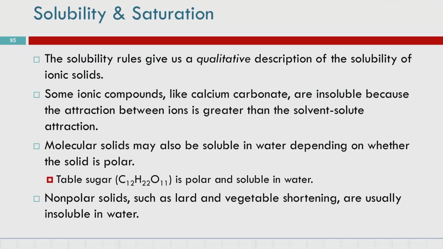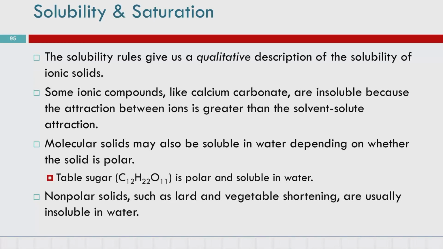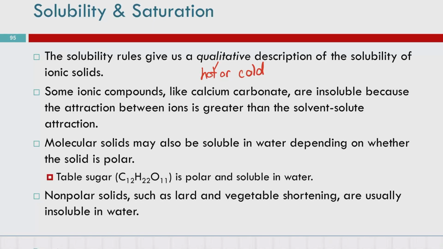So those solubility rules give us that qualitative description, like hot or cold. It's hot outside, it's cold outside. For some people, what we mean will be different. So that gives us a general idea, a basic idea of whether they're soluble. Ionic compounds, like calcium carbonate, that's the one we saw earlier, are insoluble because the ions are attracted to each other a lot. They really stick together, and so if you try to get water molecules in there to pull them apart, the water is just simply not strong enough to pull them apart.